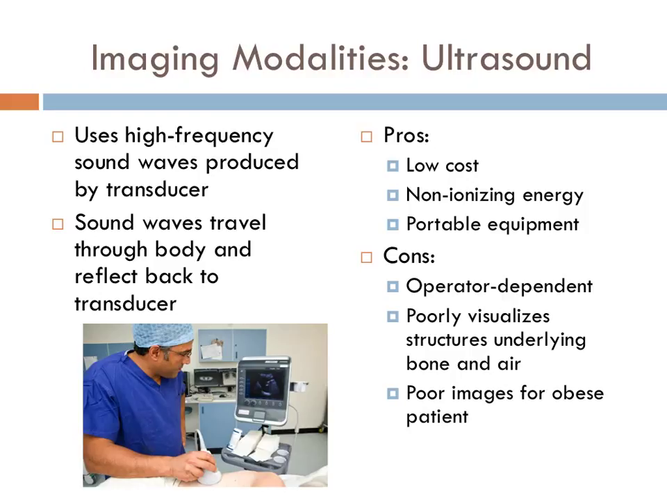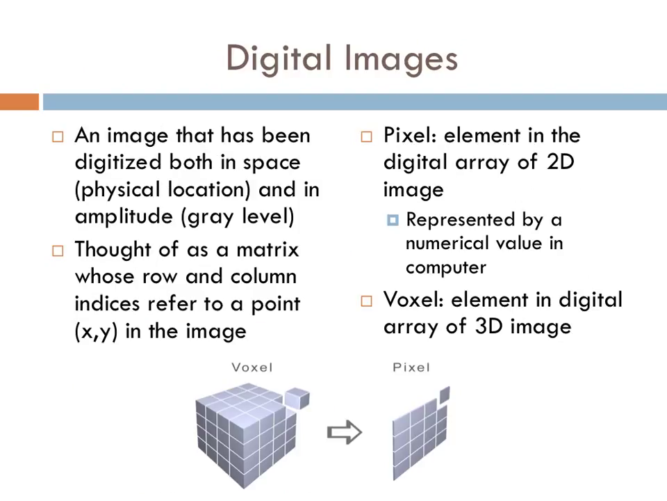Ultrasound also notes poor visualization of structures underlying air and bone, and is not a good choice for obese patients. This is because the sound waves scatter when they're reflected through large amounts of fat, which then, as you know, reflect back poor images. All right, so I won't touch on this too much just because I know that it is basically a review for most of you, but now we're going to talk about digital images.